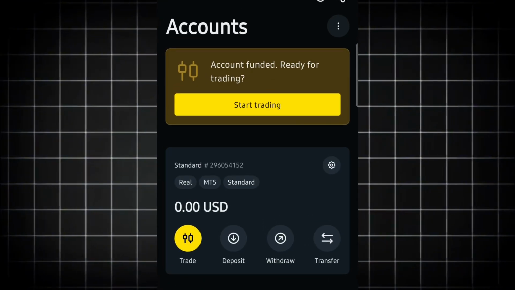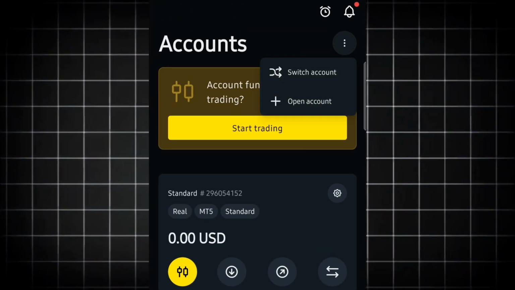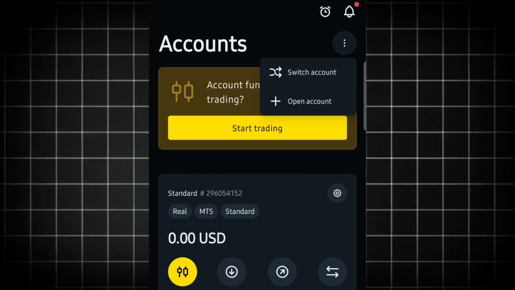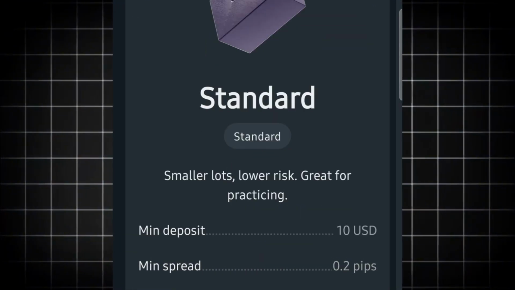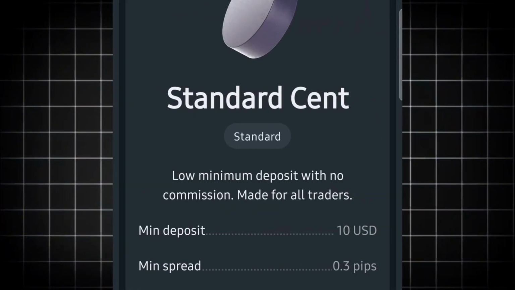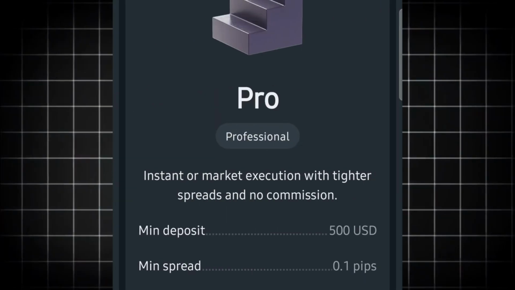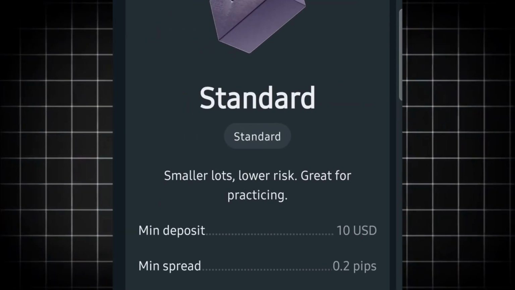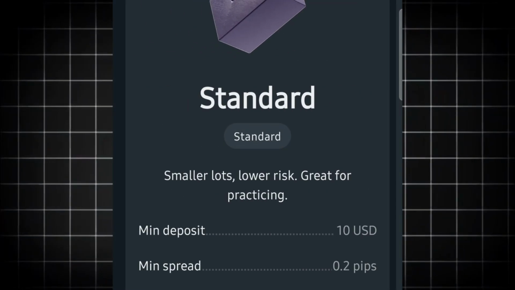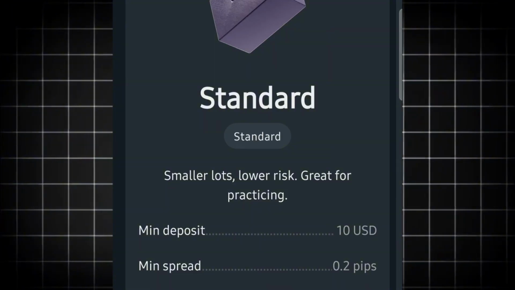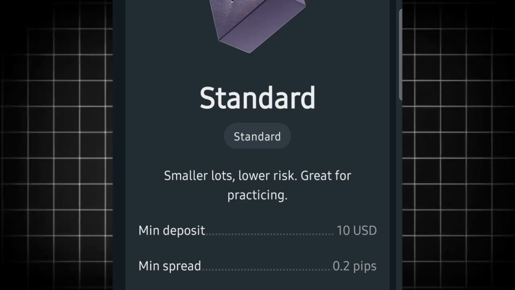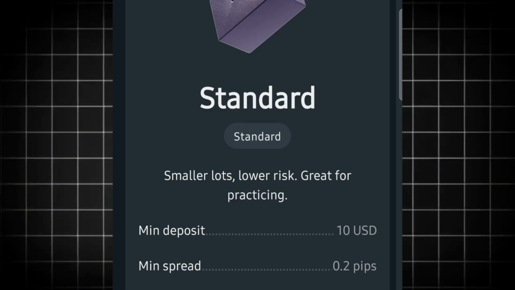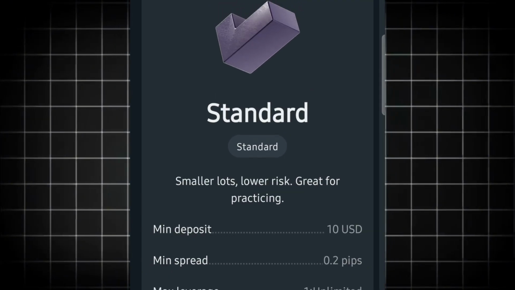So if you come to the top right here and click on this three-line icon, you're going to see where they say switch account, and you're going to see where they say open account. If I click on open account right there, I'm going to see the standard account. You're going to see the standard cent, and you're going to see the pro. If you're going for the standard account, the minimum amount you have to fund is 10 USD, minimum spread 0.2 pips, and max leverage is 1 to unlimited with no commission.